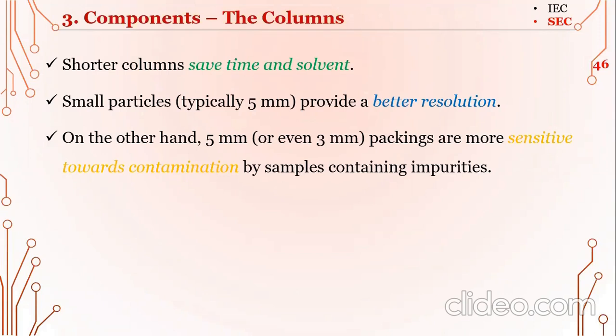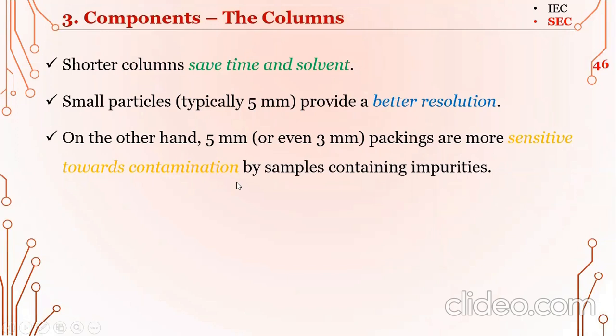impurities. तो सैंपल में अगर इम्प्योरिटीज हैं तो उन्होंने क्या करना है, इन कॉलम के पैकिंग को, they are sensitive towards the contamination. They block the columns, and the columns are then not feasible for separation. So the 5 millimeter packing is more sensitive, or 3 millimeter is more sensitive. अगर हम इसको reduce करते हैं, so like 5 millimeter तक है, they give better resolution, but they are more sensitive to the contamination.